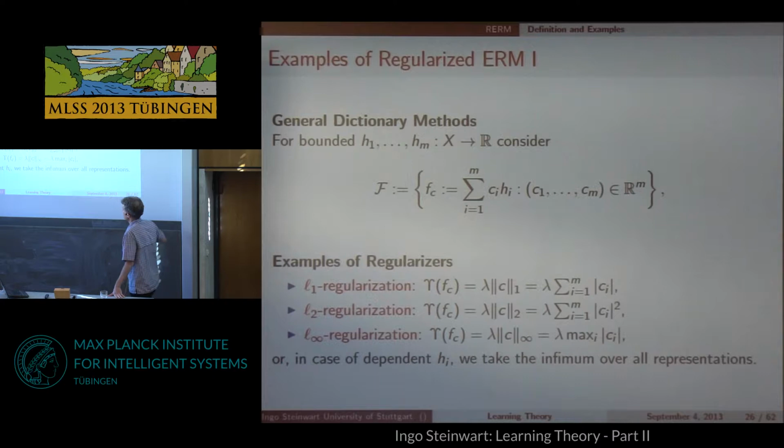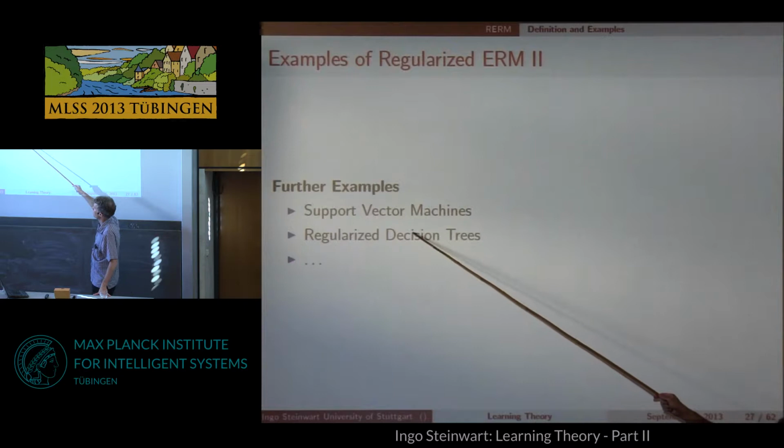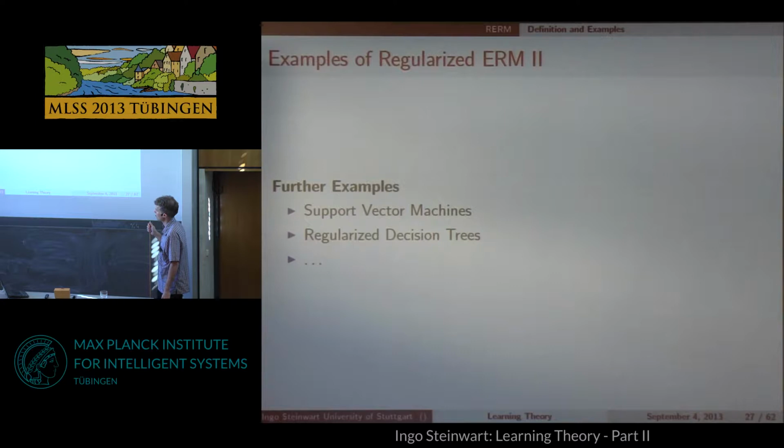So this is one general example of regularized empirical risk minimization, but there are others as well. For example, support vector machines belong to this class with a different sort of regularizer. Certain regularized decision trees also belong to this class, and there are plenty of other methods as well which fall under this category of learning algorithms. So in a certain sense, these learning algorithms are relatively widely spread over the literature, and so it makes sense to really consider how they perform in view of our questions.